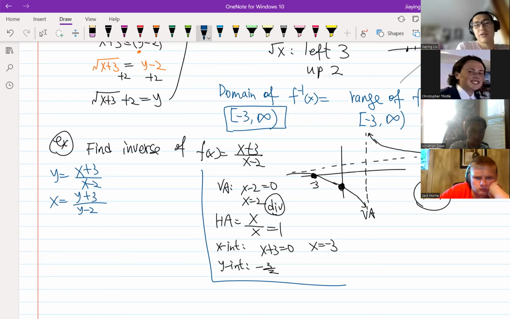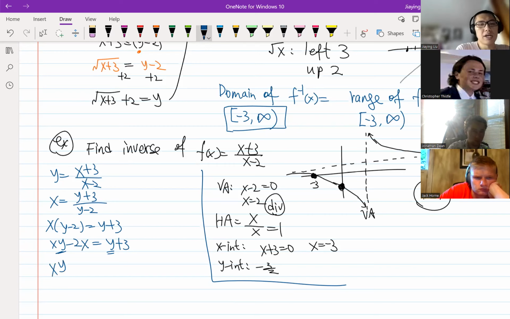And then we have to try to solve for y. Well, let's get rid of the denominator first. So we get x times (y minus 2) equals y plus 3. Distribute the x, we get xy minus 2x equals y plus 3. We have two y's, we have to combine them. So let's move the y's to the same side.